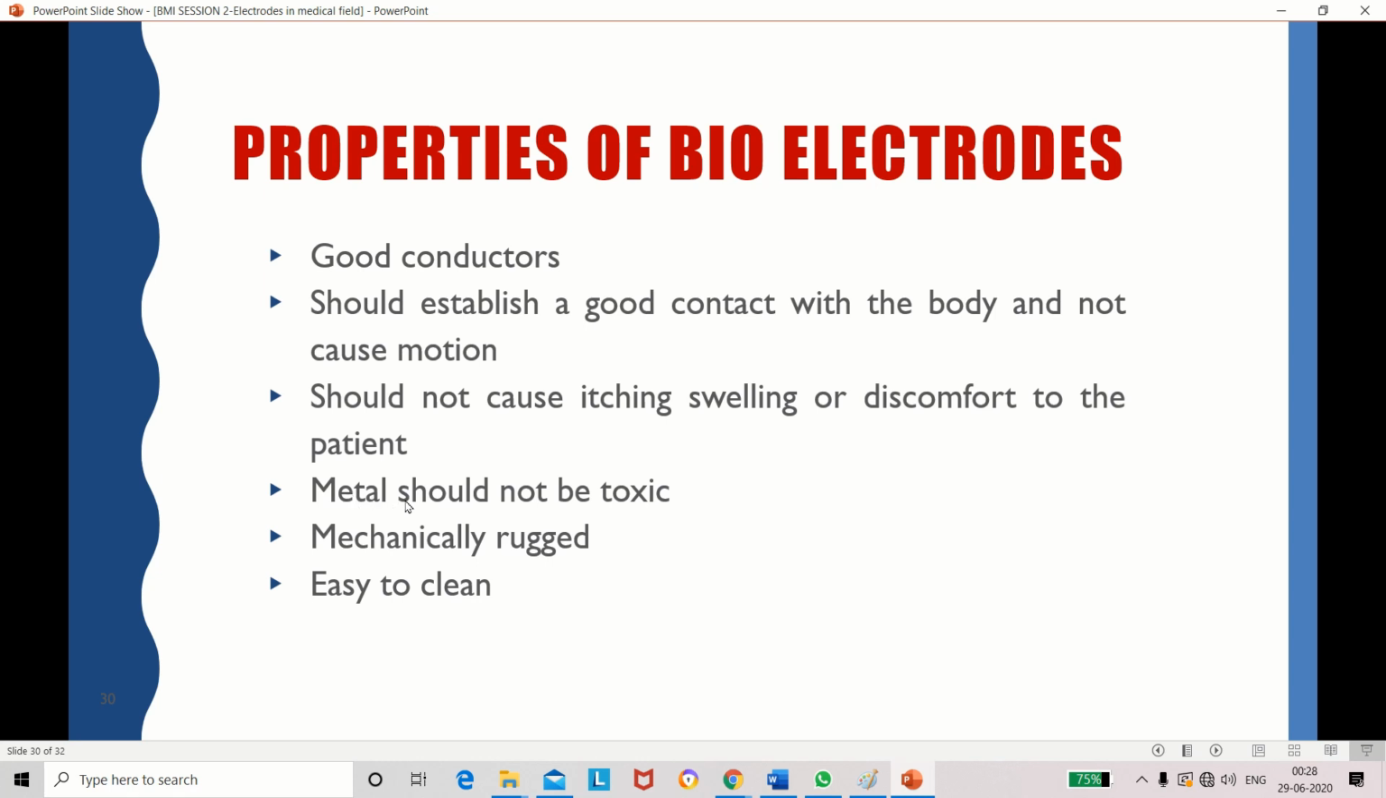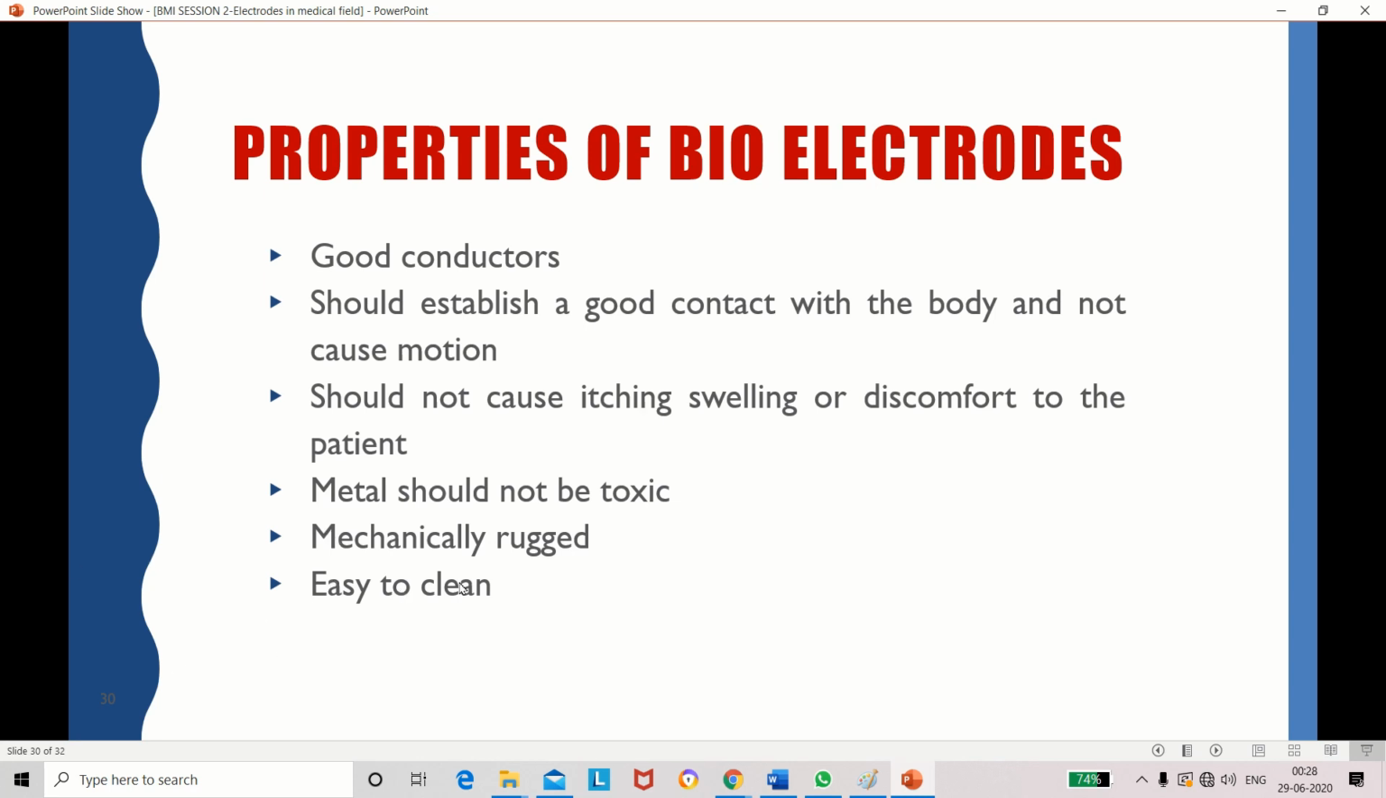Next point, while we are fixing the electrode on the patient, it shouldn't react chemically. So it should not be toxic. That's an important property. Next property, mechanically right. What is the meaning of this? The electrode may be uneven, even though it should give exact measurement. Last point, if you are choosing the electrode, it should be very easy to clean.